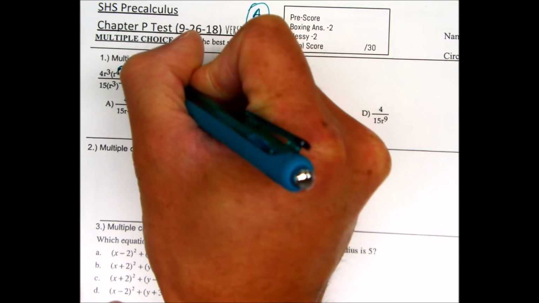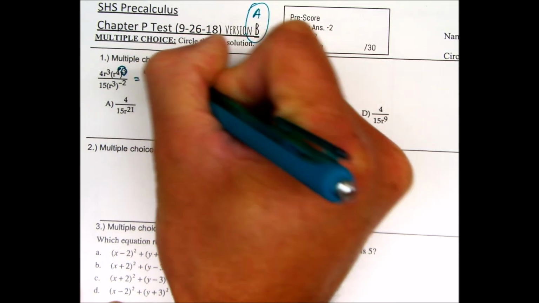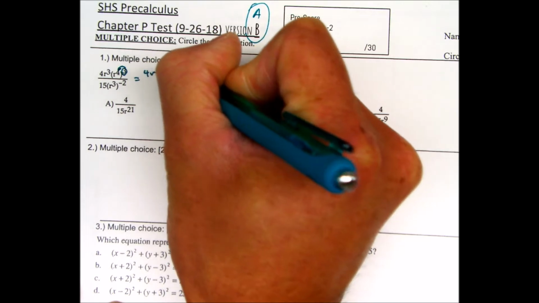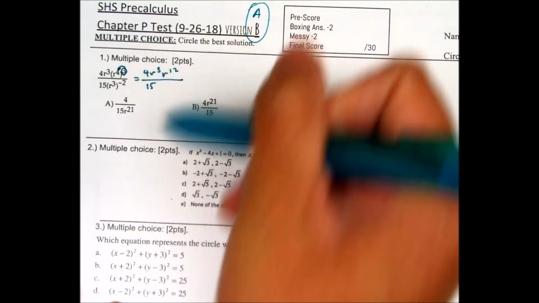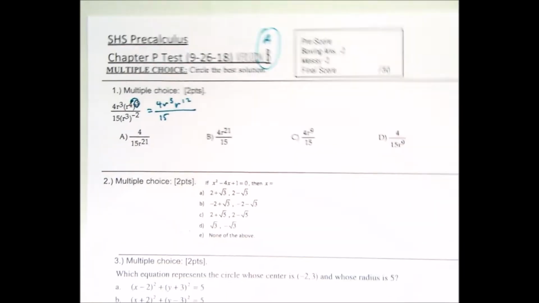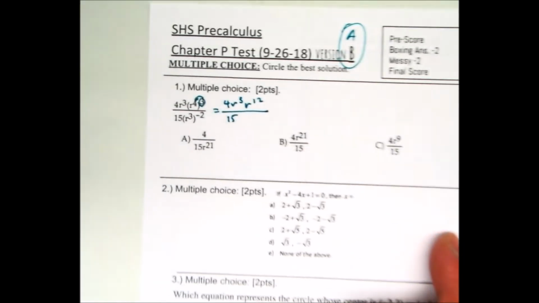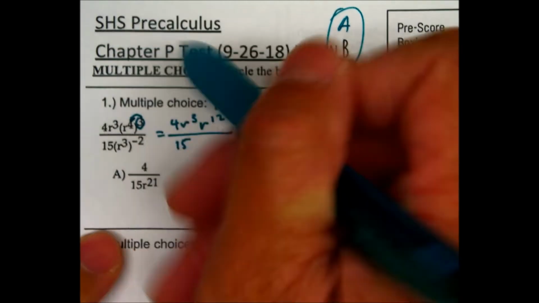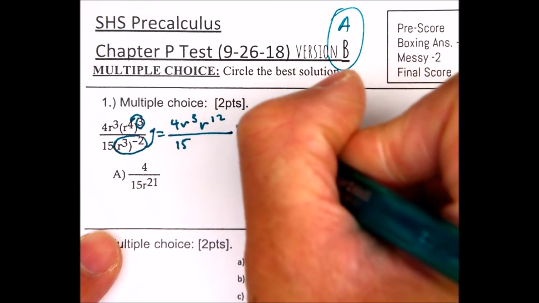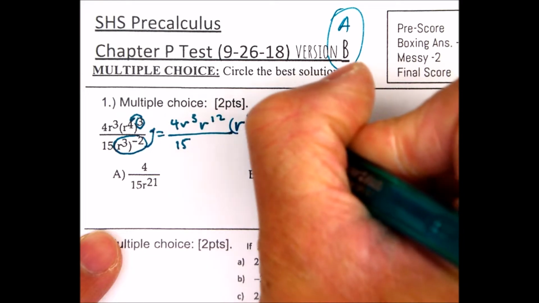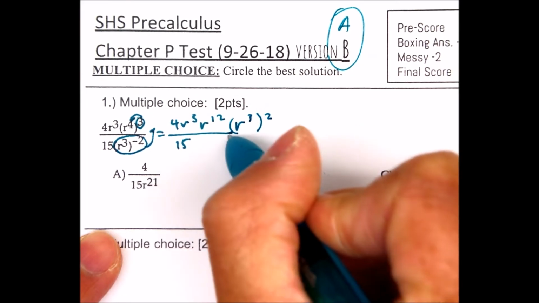distribute that, so that will become 4r to the third, r to the 12th power over 15. And then the second part, where it has the negative exponent, I'm going to move this one upstairs, so that becomes r to the third to the positive 2.